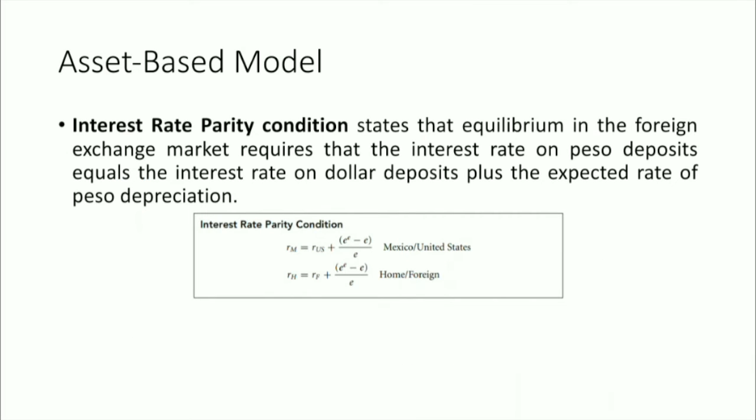Okay, the interest rate parity condition states that equilibrium in the foreign exchange market requires that the interest rate on peso deposits equals the interest rate on dollar deposits plus the expected rate of peso depreciation. And we have one box here. This is the equation from the previous slide. Now, as you can see, this works not only for Mexico or the United States. We can also change the equation to home and foreign country within this equation.